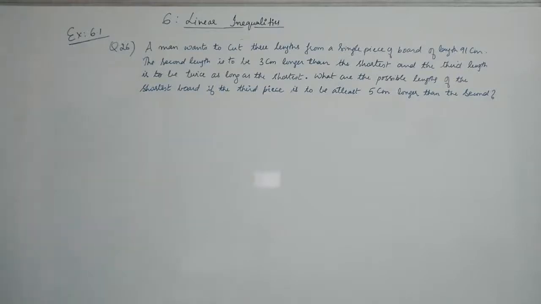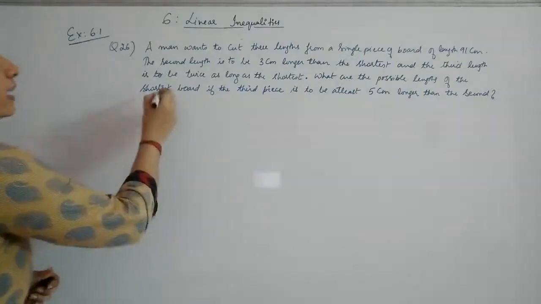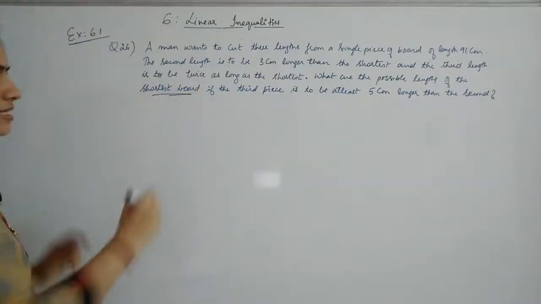Question number 26 is, a man wants to cut 3 lengths from a single piece of board of length 91 centimeter. The second length is to be 3 centimeter longer than the shortest and the third length is to be twice as long as the shortest. What are the possible lengths of the shortest board if the third piece is to be at least 5 centimeter longer than the second? So here, first we will take the length of the shortest board to be x centimeters.